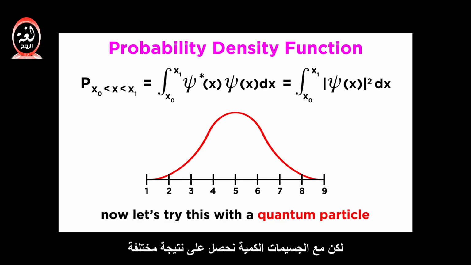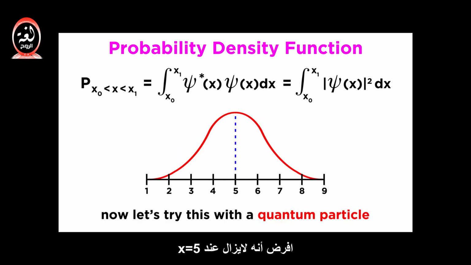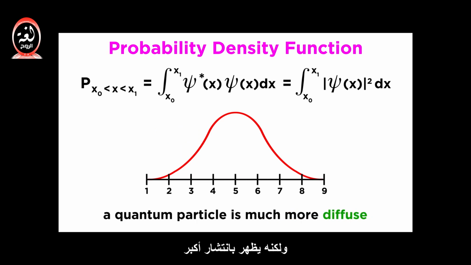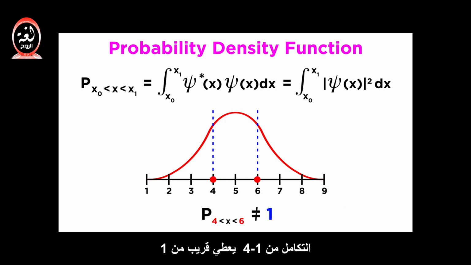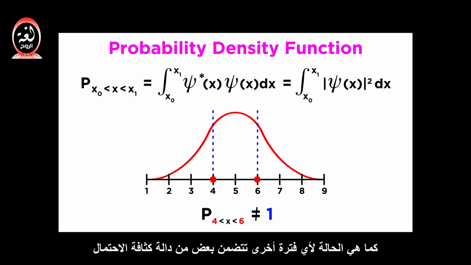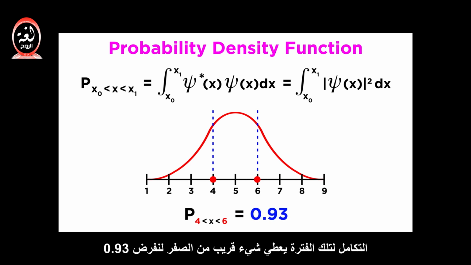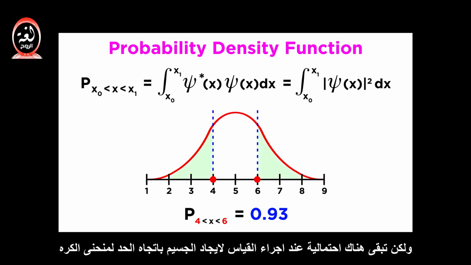But with a quantum particle, we get a different result. Perhaps it is still located at x equals 5, but its presence is much more diffuse. In this example, the probability density function extends like a bell curve, let's say from 1 to 9. Integrating from 4 to 6 will no longer give us 1. We will get some fraction of 1, as will be the case with any other interval that contains some of the probability density function. Integrating over this interval will give us something close to 1, let's say 0.93, but there is still some probability when performing a measurement of finding the particle towards either edge of this bell curve.